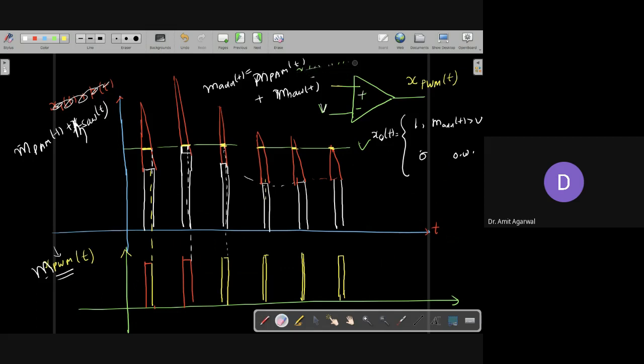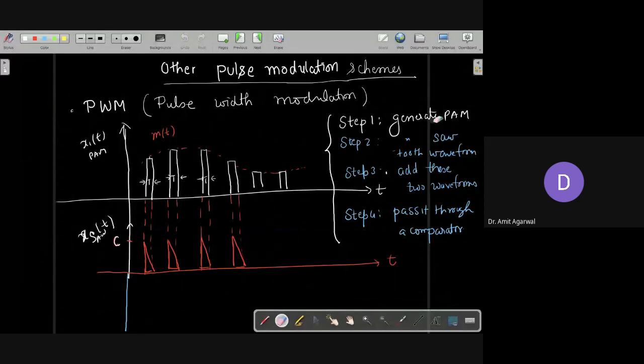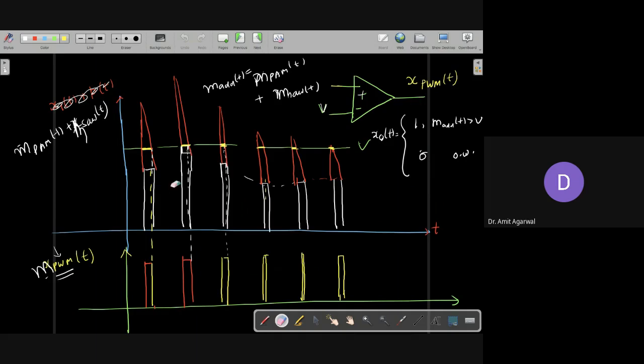So this is how you generate a PWM signal. It's a four-step process. You generate a PAM, you generate a saw signal, a sawtooth signal. Why are we calling it sawtooth? Because if you see these are the teeth, it looks like a saw. And we add these two waveforms, then pass it through a comparator and we get this pulse width modulation.